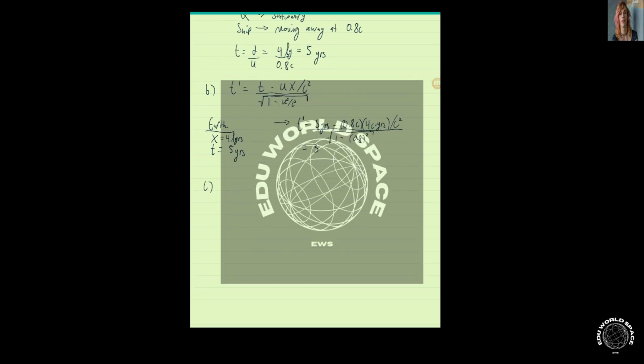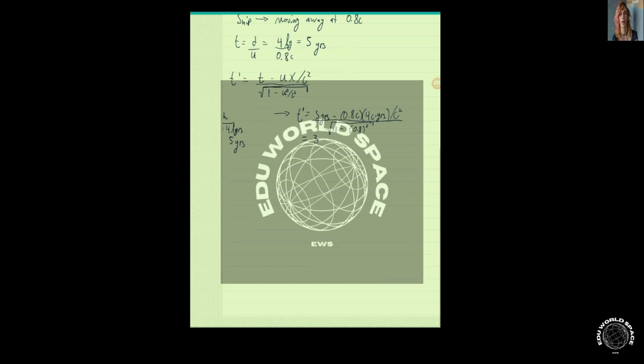Now for part C, we are asked, what is the distance? So distance according to the astronaut. We want to figure out what the distance is in the astronaut's reference frame.